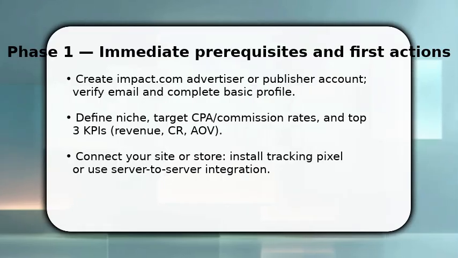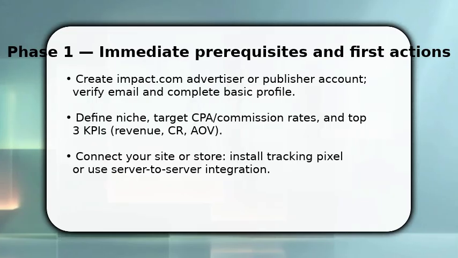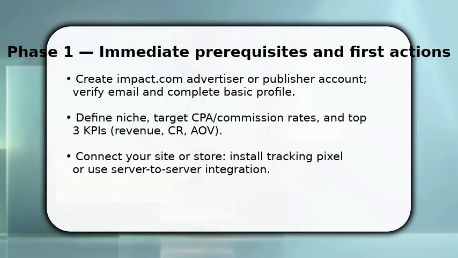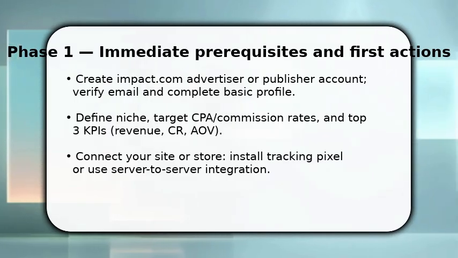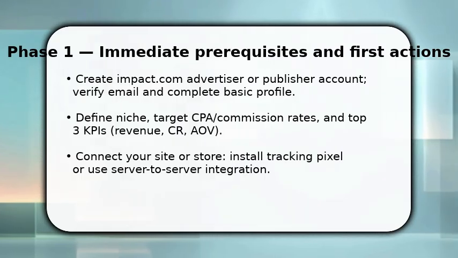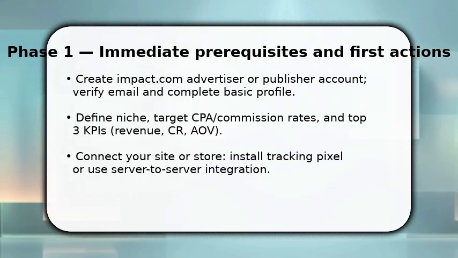You begin by getting access and setting clear targets. Create your impact.com account and verify your email, then finish the profile so tracking works. Once done, declare your niche and set specific goals, target CPA or commission, and 3 KPIs like conversion rate, average order value, and revenue. After that, connect your site or e-commerce platform and install the impact tracking pixel or configure server-to-server integration. This ensures clicks and sales are recorded accurately before you recruit partners.